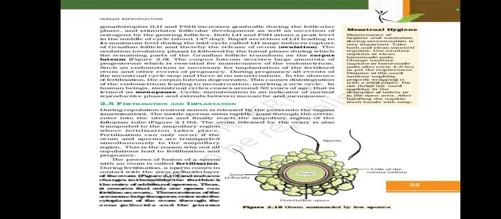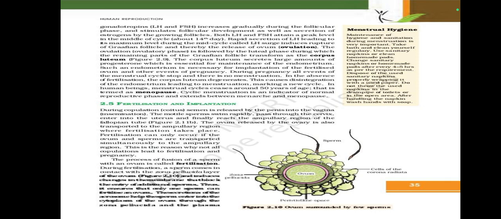Estrogens are secreted by the growing follicles. Both LH and FSH are at a peak level in the middle of the cycle, about the 14th day. Rapid secretion of LH leading to its maximum level during the mid cycle, called the LH surge, induces rupture of the Graafian follicle and thereby the release of the ovum, ovulation.